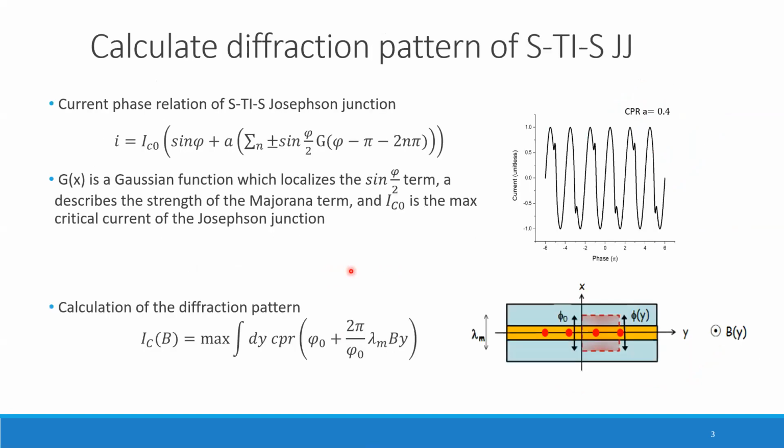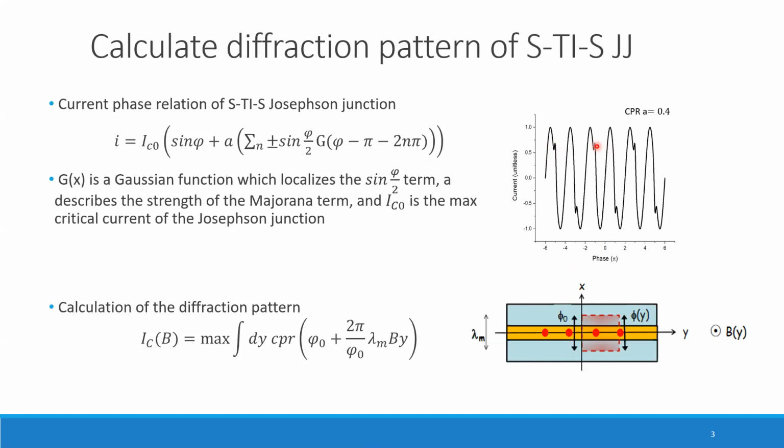Based on the theory, we developed a model to calculate the critical current diffraction pattern of the STIS Josephson junction. Basically, we assume the current phase relation of such a device using this formula. The sin phi term is the regular Josephson effect, and the sin(phi/2) term comes from the contribution of the Majorana bound state. We also have a Gauss function here to localize the sin(phi/2) term to be only around the odd number of pi phase. And the positive and negative signs here are related to the parity state of the Majorana bound state. If we plot this current phase relation, we will see the sin(phi/2) term is actually tiny spikes on top of the regular sin phi current phase relation.